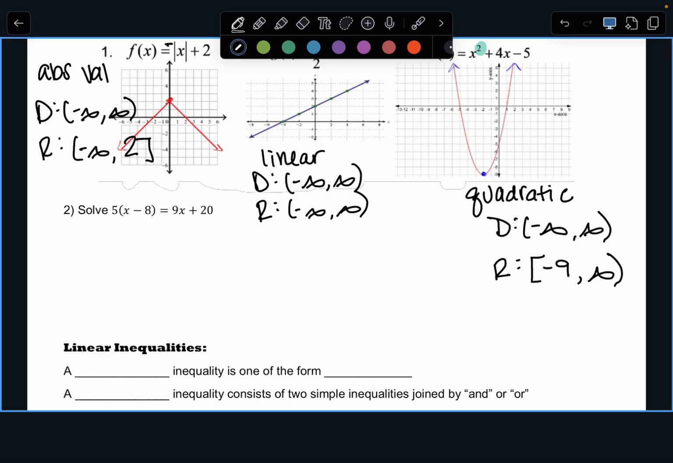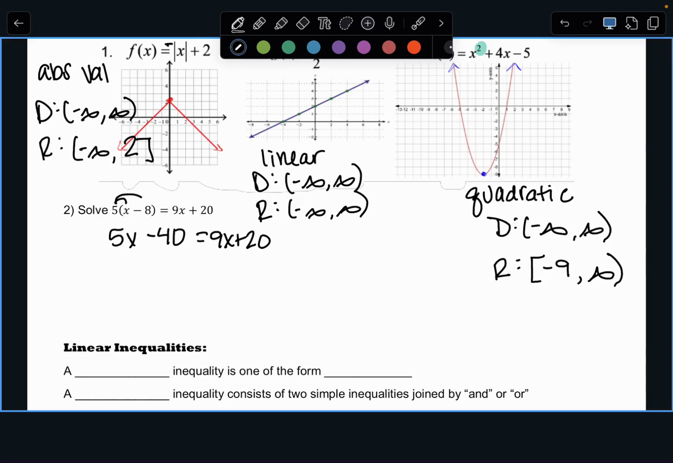Okay. Second one on the warm-up is solving an equation. We have to make sure we have this down because we have to know how to solve equations to know how to solve inequalities. So, if I wanted to solve this for x, what's the first step on the left? Seamus. Distribute the parentheses. So I'm going to bring that 5 into both pieces. 5 times x is 5x. Negative 8 times 5 is negative 40. Right side stays the same.